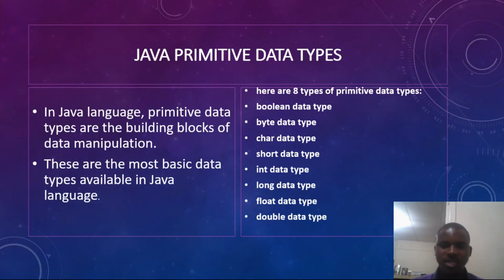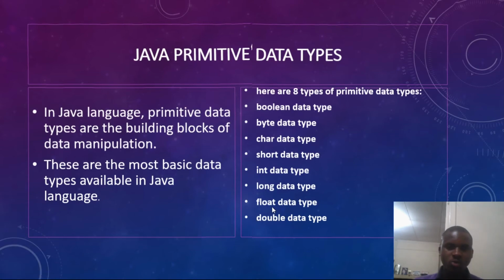Now we are going on to Java primitive data types. In Java, primitive data types are the building blocks of data manipulation. That's where we do data manipulation, like addition and subtraction. These are the most basic data types available in Java, and here we have 8 types of primitive data types: boolean, byte, char, short, int, long, float, and double.